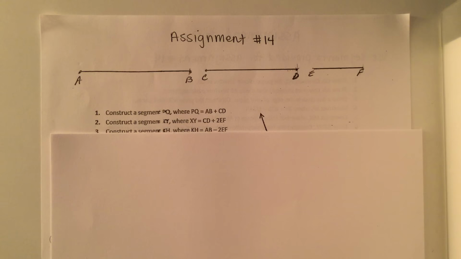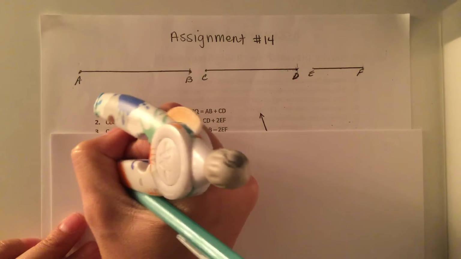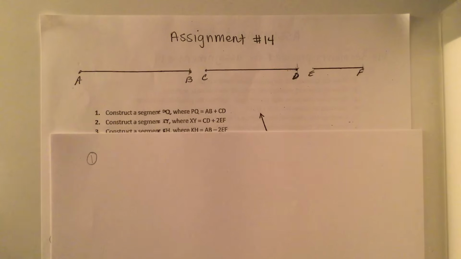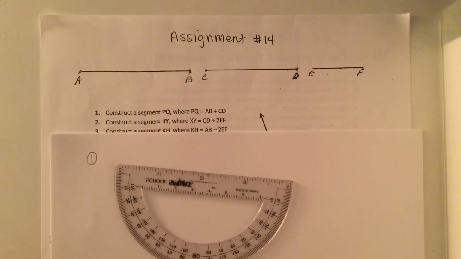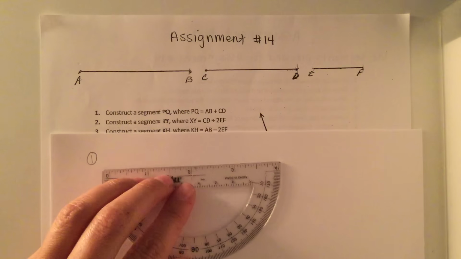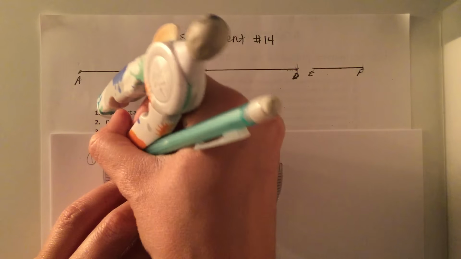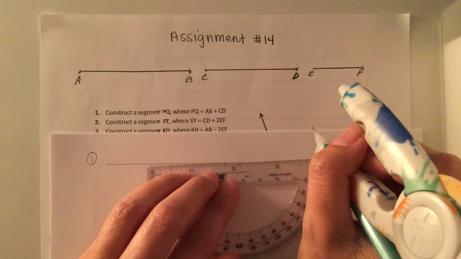Alright guys, I'm going to go ahead and do the constructions for you for assignment number 14 so that you can see how they're done. For number 1, we want to construct a segment PQ where PQ is equal to the length of AB plus CD. So I'm going to start off by drawing a segment, making sure it's long enough.